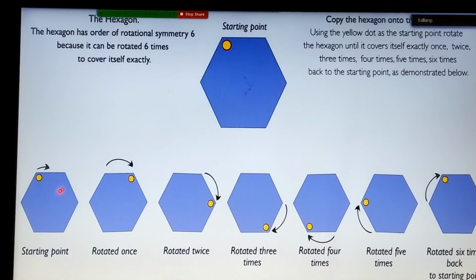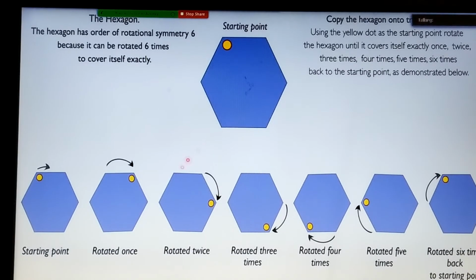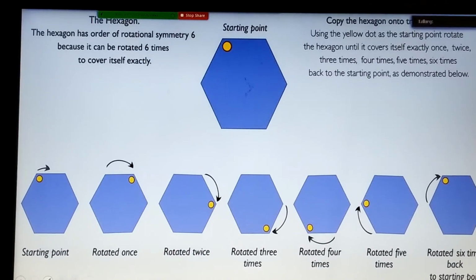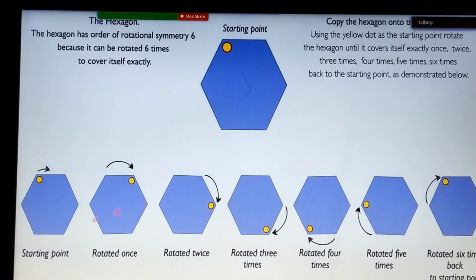Here both are the same, so don't count twice. Here 1, 2, 3, 4, 5, 6. So the order of rotational symmetry of a hexagon is 6, not 7. Don't count this one again. Using the yellow dots as the starting point, rotate the hexagon until it covers itself exactly once. Twice, 3 times, 4 times, 5 times, 6 times, back to the starting point as demonstrated. Likewise this.